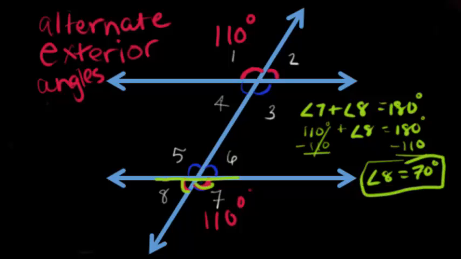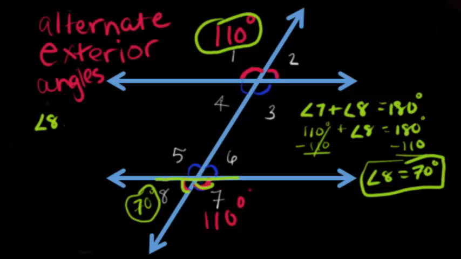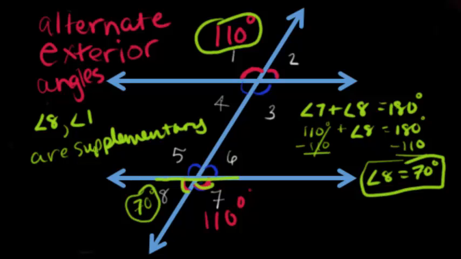And interestingly, just like before, where angles 3 and 6 were supplementary, you can see that if angle 8 is equal to 70 degrees, that 70 degrees plus 110 degrees is going to be 180 degrees. So we can say that angle 8 and angle 1 are supplementary. And likewise, we can also say the same thing about angle 2 and angle 7. They are also going to be supplementary.